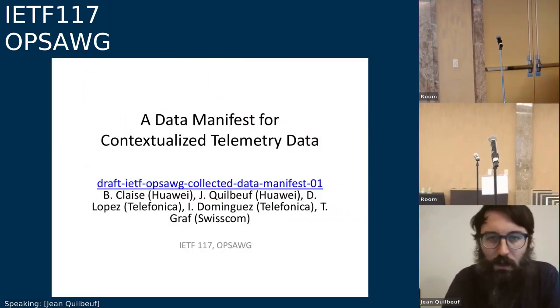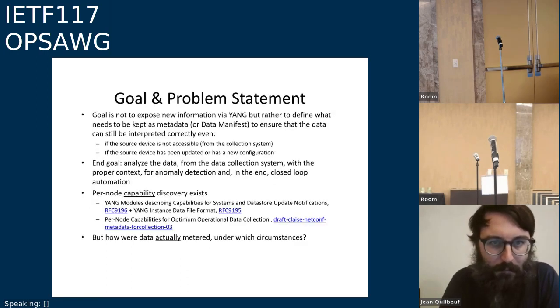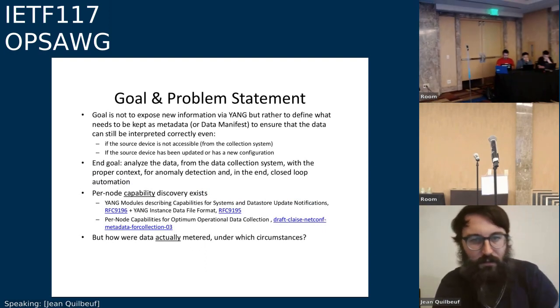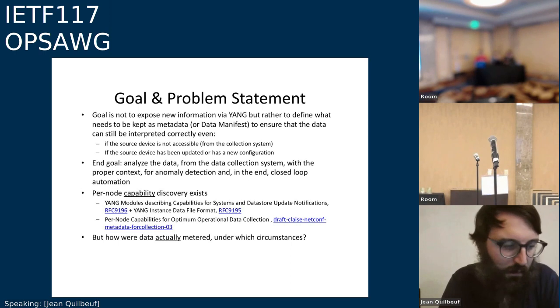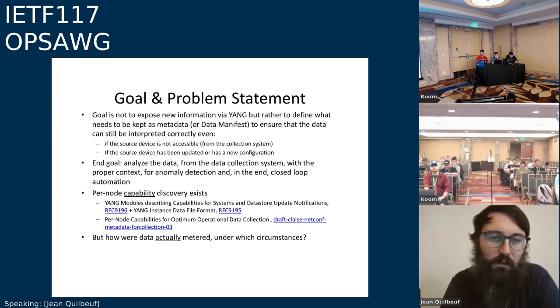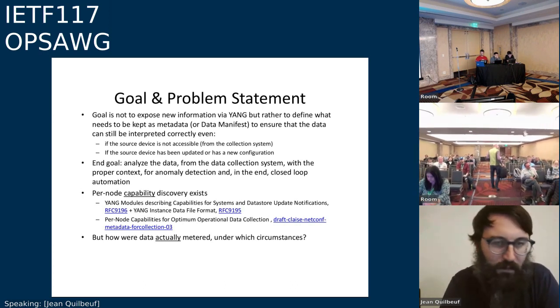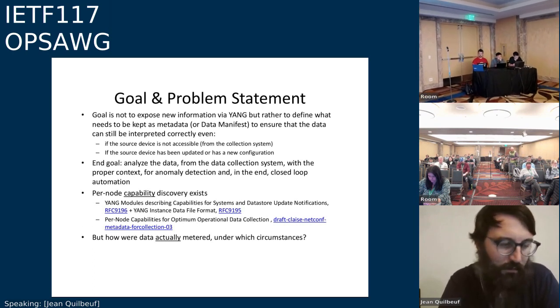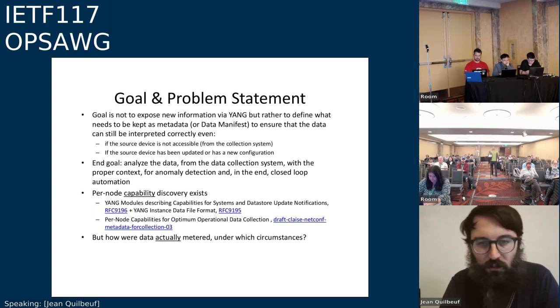Yep. Thank you. So I'm going to present the status on the data manifest draft. Next slide, please. So the goal of this draft is to be able to understand the collected data after it has been collected, and for instance, if it's stored in a database, to be able to interpret it correctly. So basically, the analyst could go and get the data, and with the data, get the information of how it was collected and where it comes from, and so on.